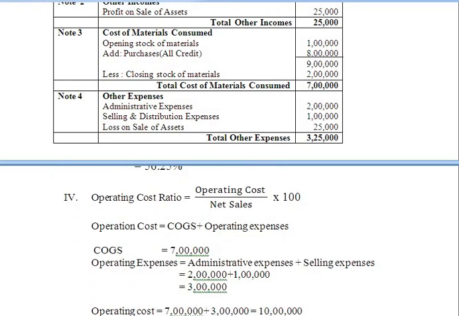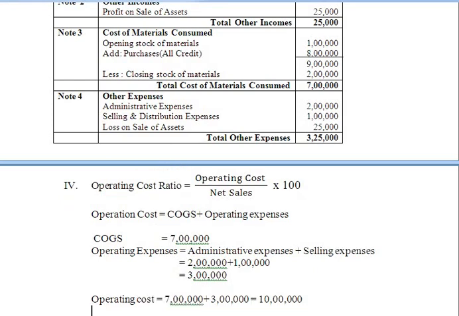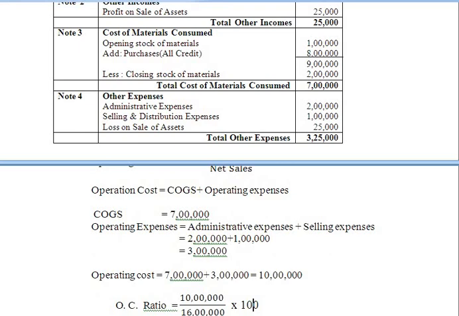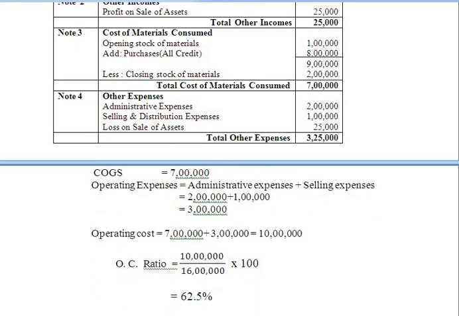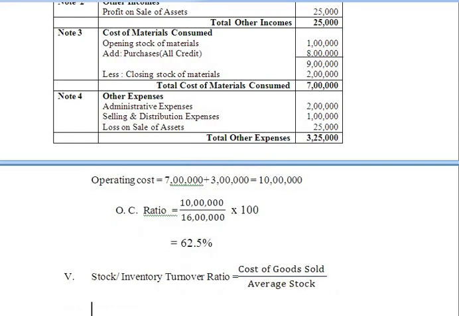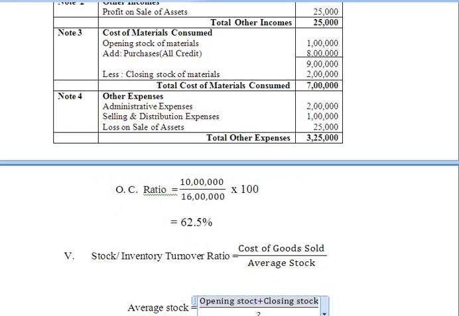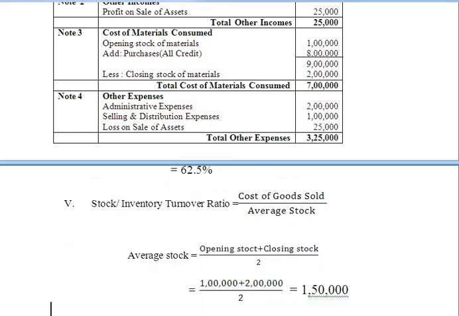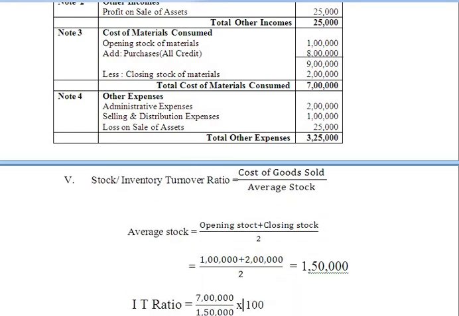Next one, operating cost ratio. Operating cost ratio is equal to operating cost divided by net sales into 100. Operating cost is equal to cost of goods sold plus operating expenses. So total operating cost is how much? 10 lakh. So operating cost ratio is equal to 10 lakh divided by 16 lakh into 100, which is equal to 62.5%.